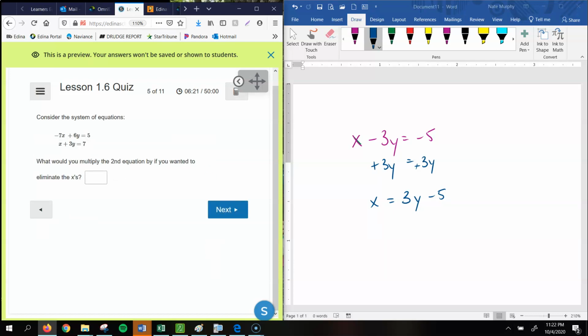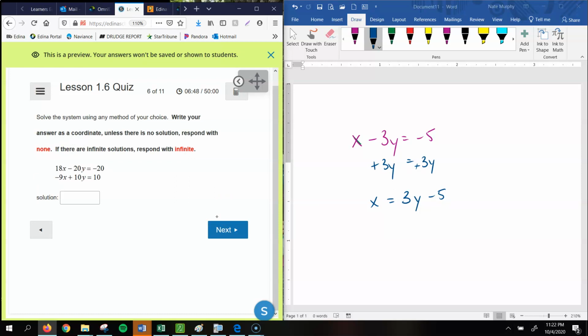All right, so this one says, consider the system of equations. What would you multiply the second equation by if you wanted to eliminate the x's? If we wanted to get rid of the x's, since the first equation already has a -7x, we would multiply the second equation by 7. In that way, we'd have 7x plus 21y equals 49. So you'd multiply the second equation by 7.